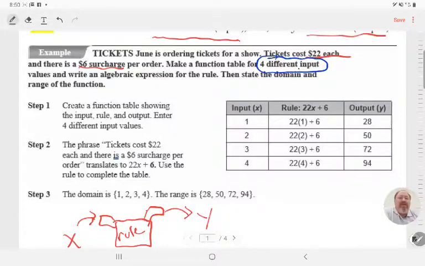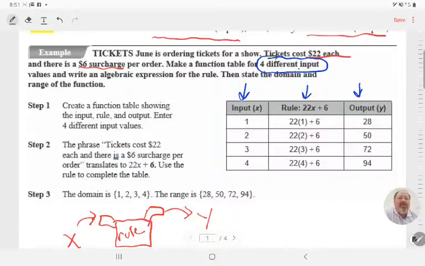So the first thing that we do in step 1 is we should create a function table showing the input, rule, and output, and then enter 4 different input values. So input, output, and then the rule, okay? So set up a 3-column table. I can choose 4 different ones. So I'm going to choose in this case, 1, 2, 3, and 4.